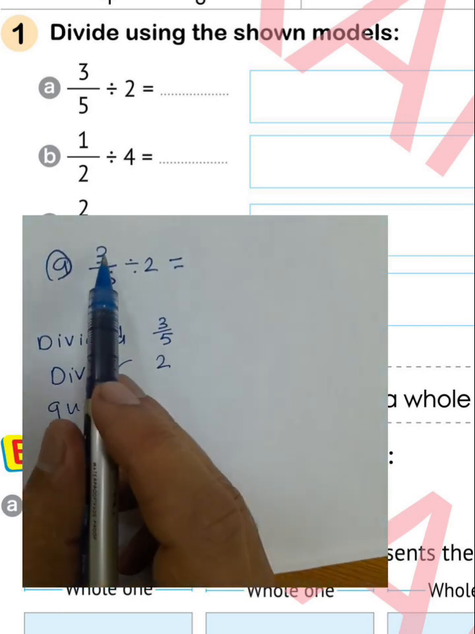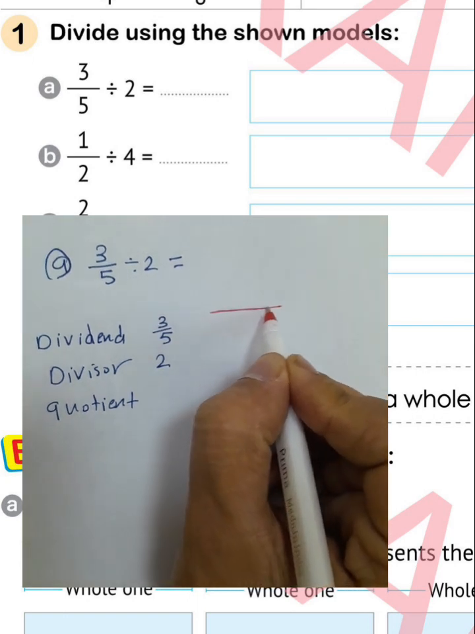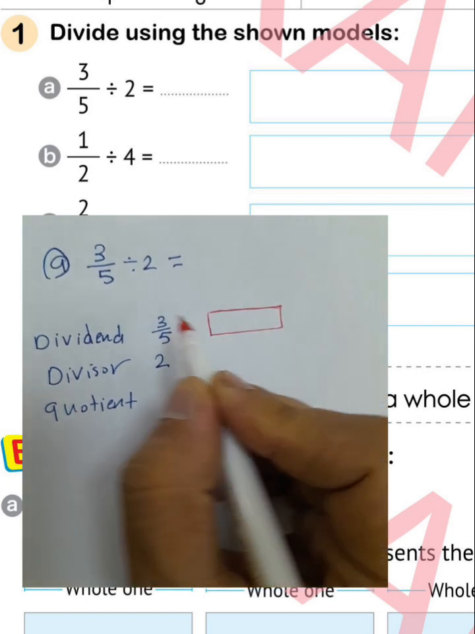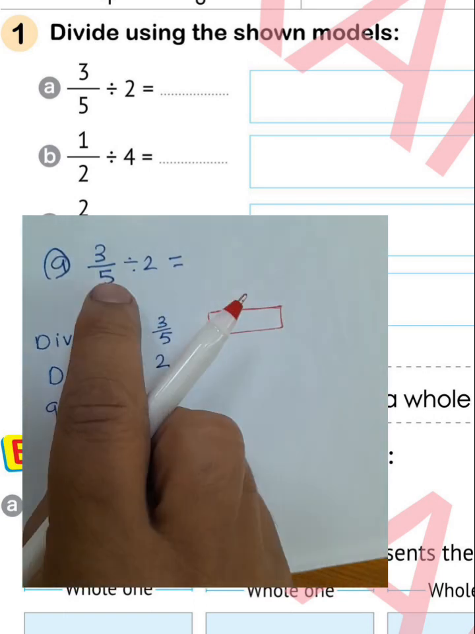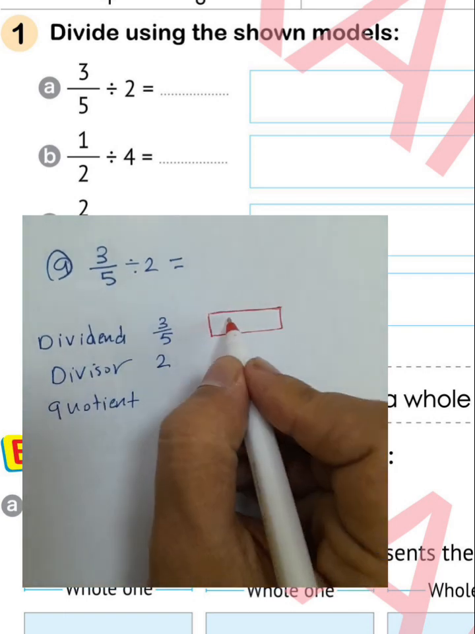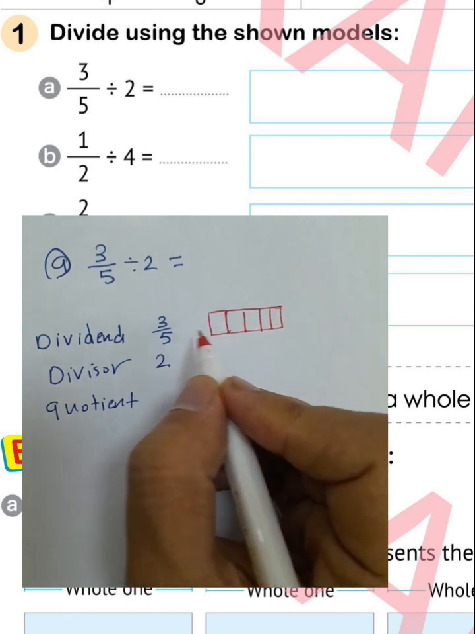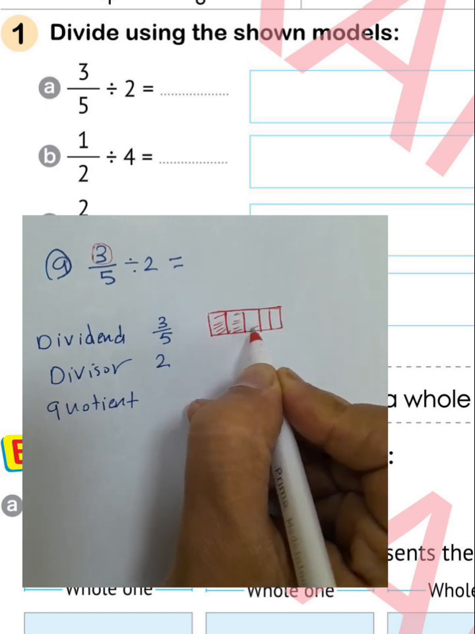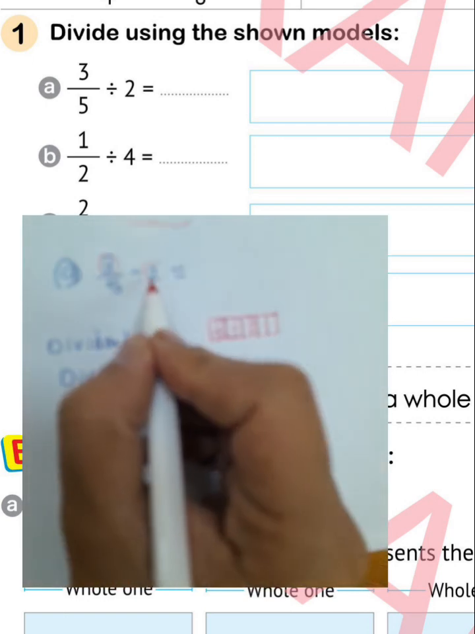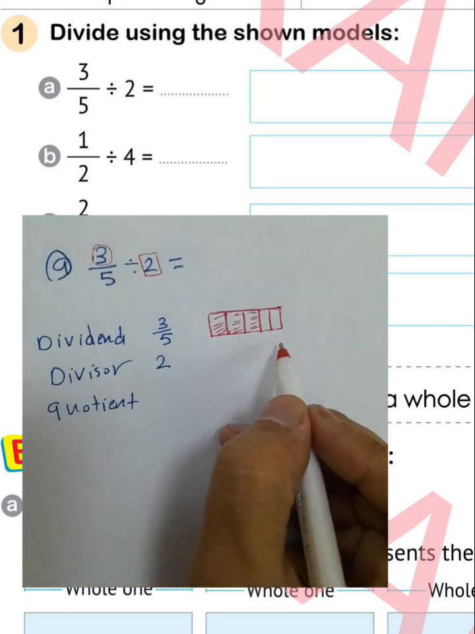First step, 3 over 5. It means draw a model containing 5 parts and color 3 of it. We will draw how many models here? 1 model. I will divide it into 5 parts, 1, 2, 3, 4, 5, and colored how many parts? Colored 3 parts, 1, 2, 3. And we have here 2, I will repeat this model twice.